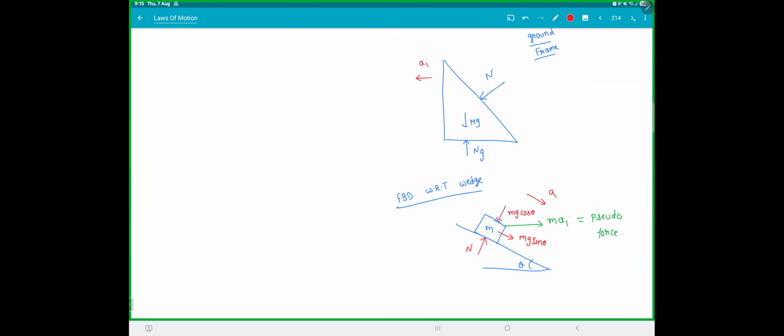Now let's write the equations. So if this is N, resolve this into components. This is theta. This is 90 minus theta. So this is N cos theta, which is pushing down, and this is N sin theta, which is pushing horizontally. Perfect. So for the wedge, we have N sin theta is equal to mass into acceleration, which is a1. That is your equation one for the wedge. For the small block, now I need to divide even this into components.